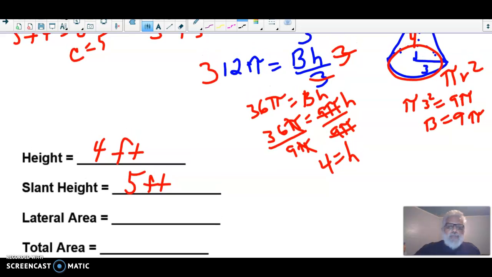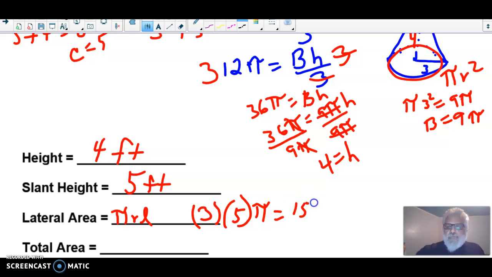Okay, now the lateral area, we know the lateral area is equal to pi times the radius times the slant height. And we happen to have all that now. So the radius is 3. So we're going to have 3 times the slant height of 5. And then we're going to put pi on the end of it because we want exact. So this guy's going to be 15 pi feet squared. And the feet squared is because it's 3 feet times 5 feet. So feet times feet gives me feet squared.